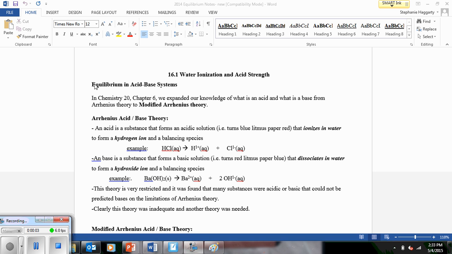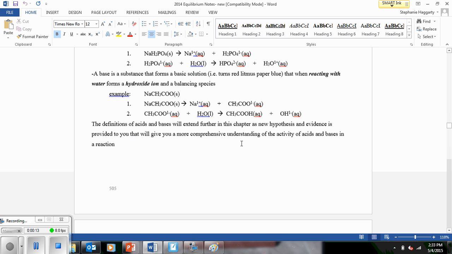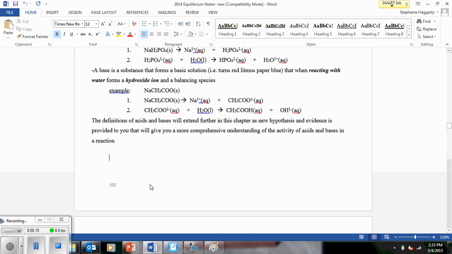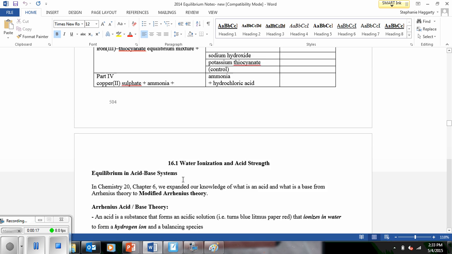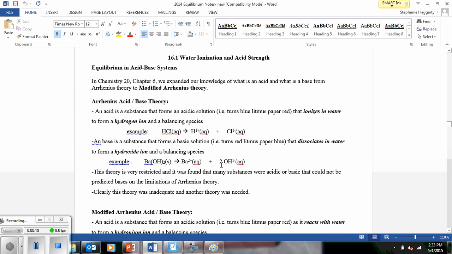All right, so I'm just going to give you an introduction to water ionization and acid strength. In your workbooks, this is titled 16.1, and this begins on page 505, which I know the page numbers are a little bit screwy, but that's where we start for this one. So what we're going to do to begin with is just a review from Chem 20 on modified Arrhenius theory.